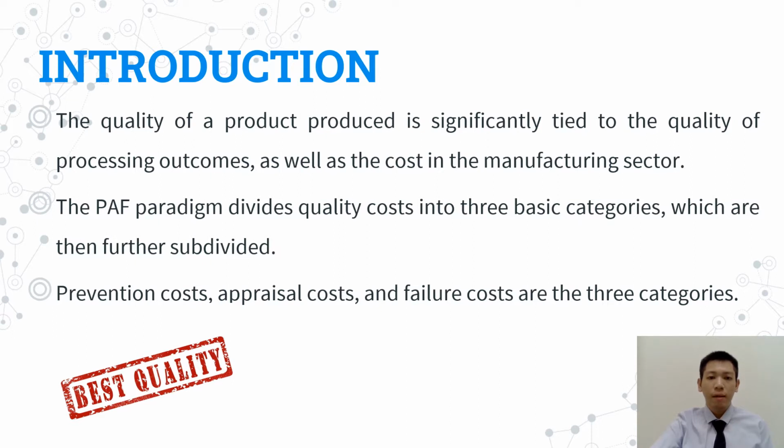The quality of a product produced is significantly tied to the quality of processing outcomes as well as the cost in the manufacturing sector. Having a good and quality product processing procedure will inevitably increase the quality of the product, resulting in cost savings. There are two types of expenses, which are costs associated with low quality and costs connected with improving quality. The PAF paradigm divides quality costs into three basic categories, which are then further subdivided. Prevention costs, appraisal costs, and failure costs are the three categories.